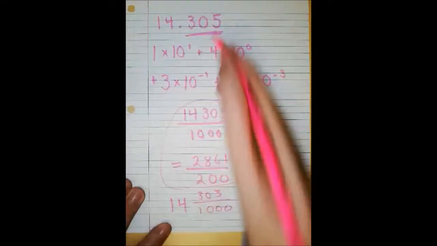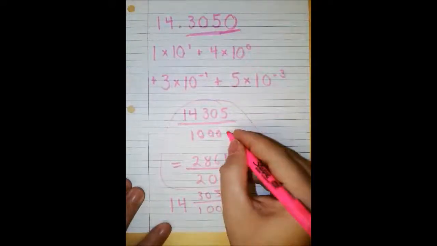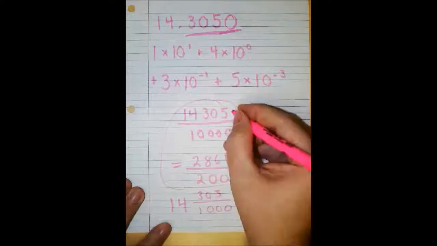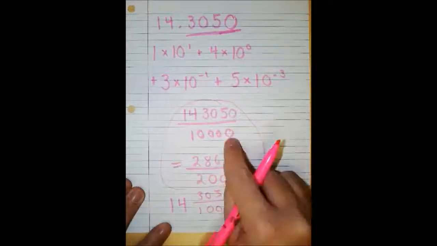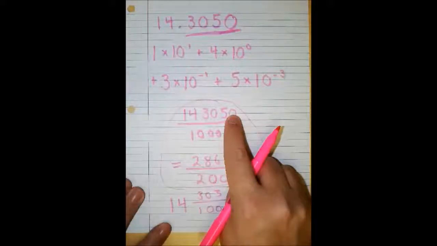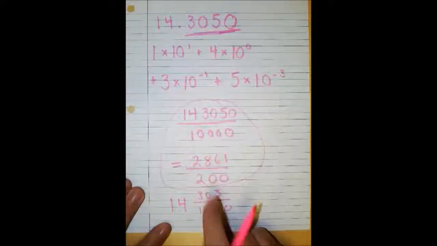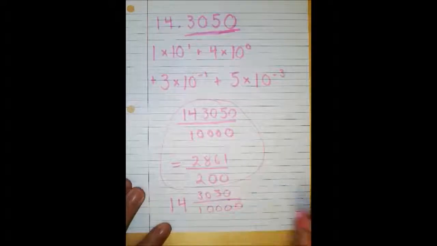If it had been this on the end, then I would put it over 10,000. I would of course have to add a 0 up there as well. That wouldn't change the value because I've added a 0 here, I've added a 0 there. It's the same as multiplying everything by 10. So same answer, simplifies the same. Down here, we'd also change it to be this if it wasn't in simplest form. So now we're to 10 thousandths.